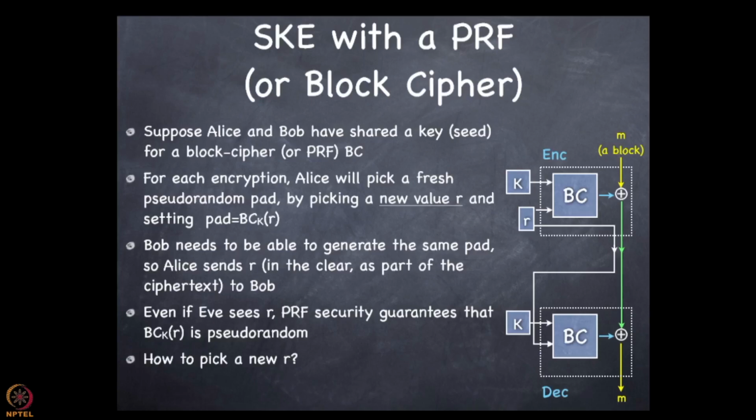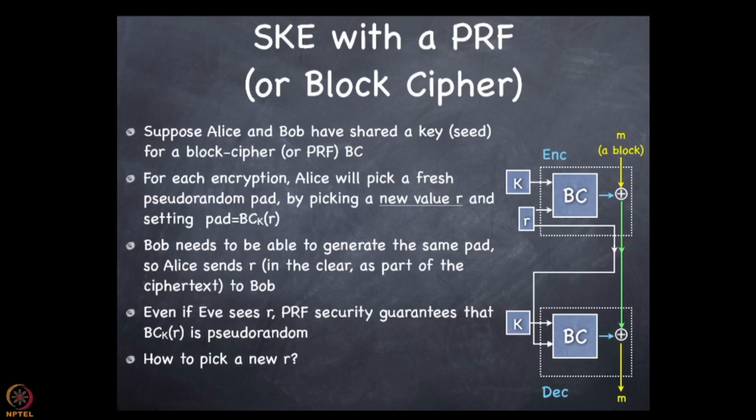Okay, but how do you pick this R that's different each time? If you use the same R twice, then basically we're going against the one-timeness of the one-time pad, right? You're using the same pad to encrypt multiple messages. So we don't want to use the same R twice. How do we ensure that we are using each R only once?